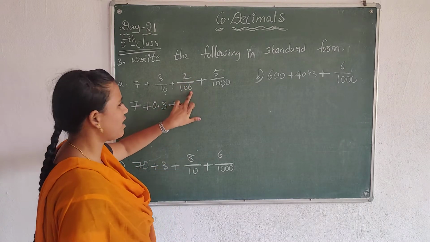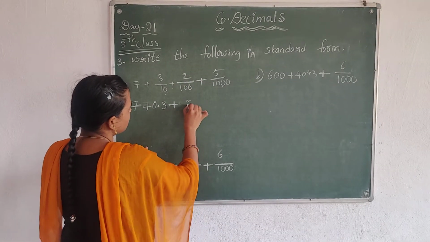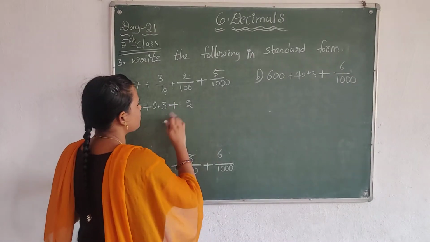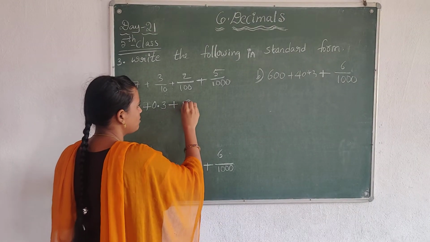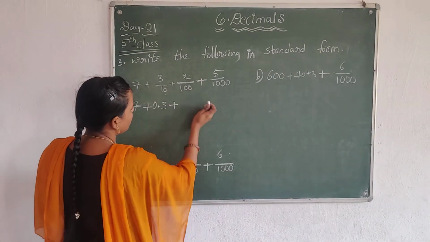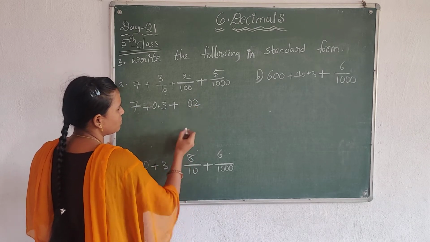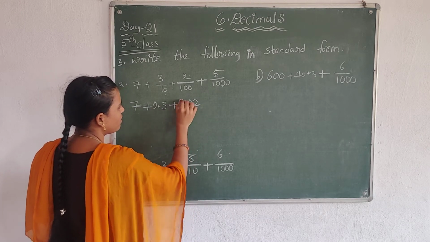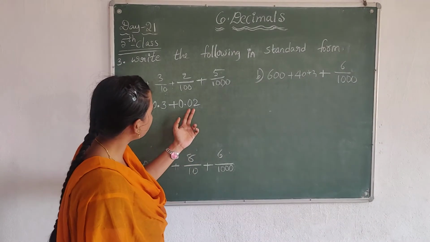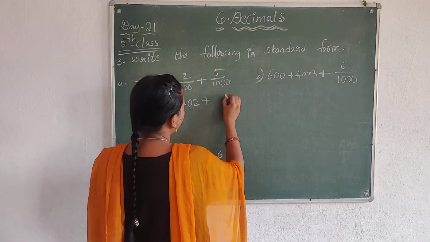See 2 by 100. Write the numerator first. See here, how many zeros do we have? 2 zeros. So you put the point 2 digits before. 1, 2. There is no number, that's why you put 0. So there are 2 digits before you put the point. Take a 0 before. Okay, 0.02. Let's see here, the numerator is 5.